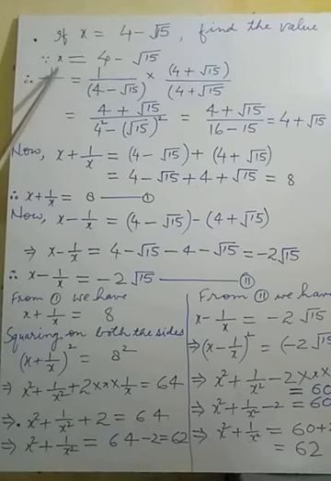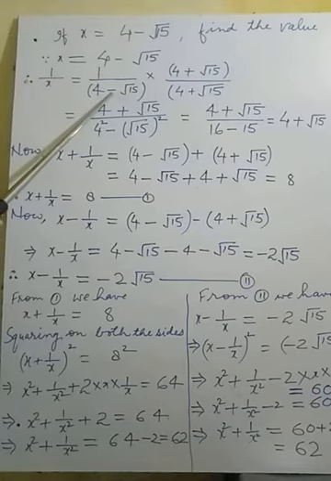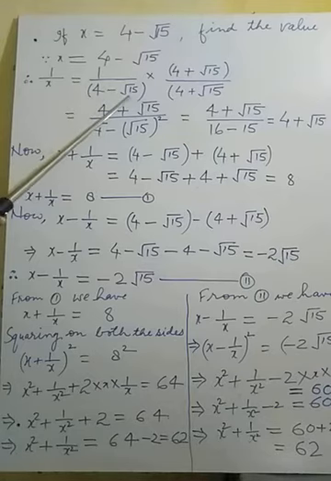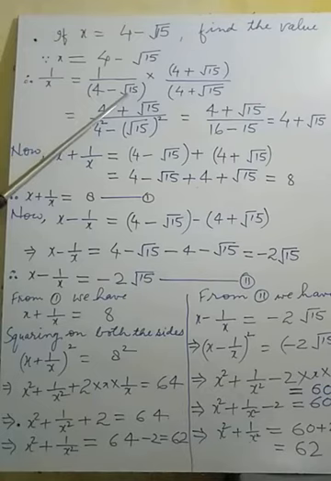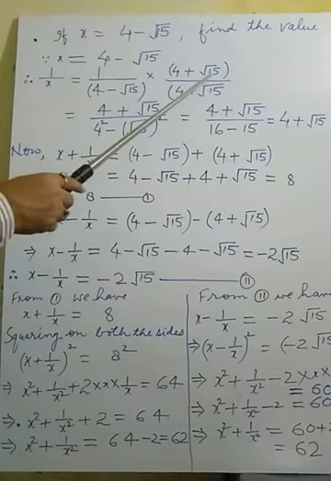So what will be the value of 1 upon x? It will be noted down as 1 upon the value of x, and what value of x is there? 4 minus under root 15. You may observe here at this level the denominator is not rationalized, but our prime function is there. First of all, we have to rationalize the denominator to simplify this fraction. So what to do? We have to find out the rationalizing factor of 4 minus under root 15, and you know the rationalizing factor of 4 minus under root 15 is 4 plus under root 15.